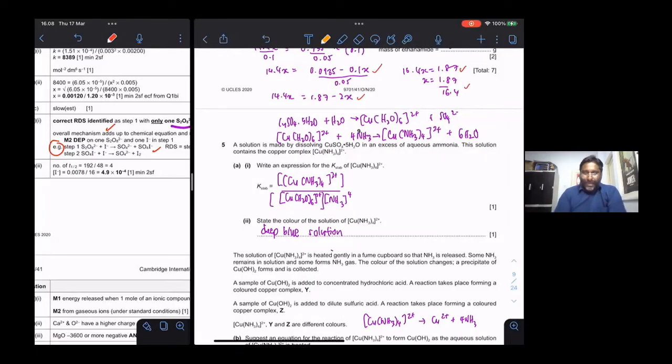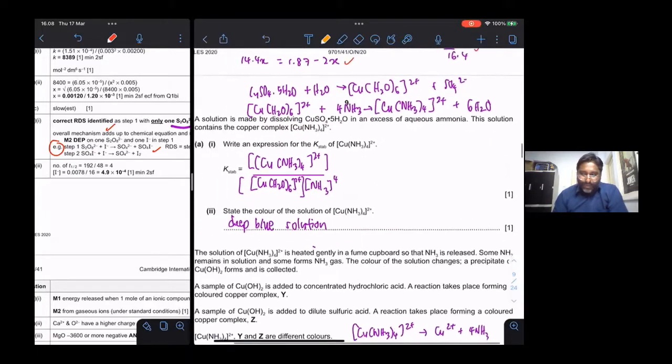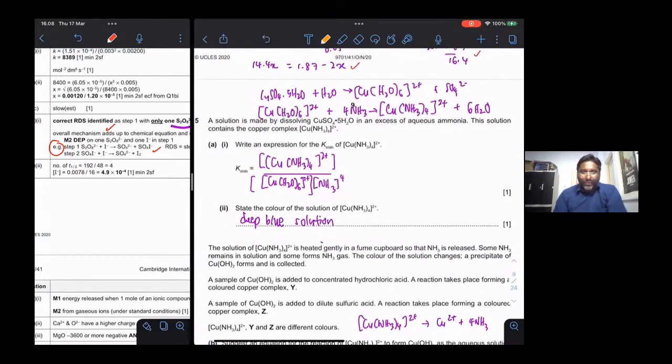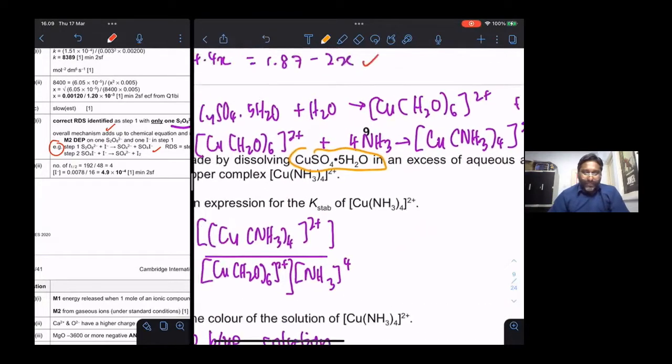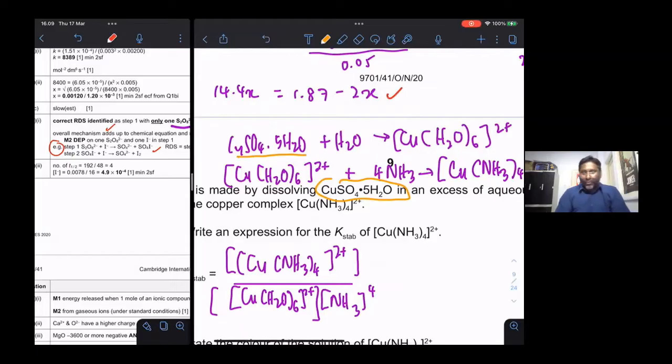This one is going to be a bit confusing, maybe a bit difficult, because you need to do certain assumptions. You see a solution is made by dissolving copper sulfate in excess aqueous ammonia. This solution contains a copper complex with 4 molecules of ammonia. So we are going to write the expression of stability constant, Kstab. What you do, when you put in excess aqueous ammonia, aqueous ammonia contains water. So if you have copper sulfate 5H2O, this is the assumption.